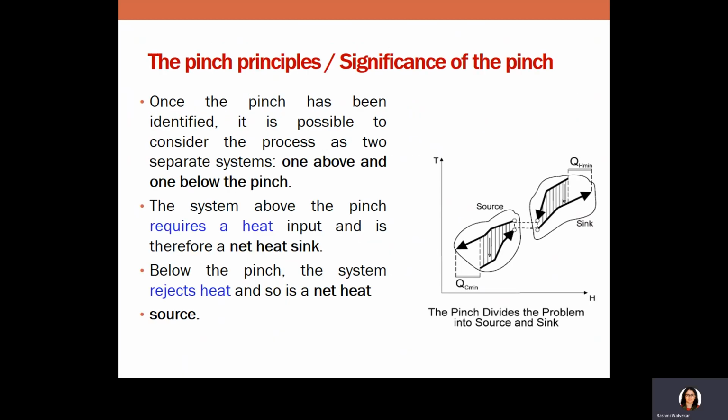So once the pinch has been identified, it is possible to consider the process as two separate systems. One is above the pinch, one is below the pinch. The system above the pinch requires a heat input, so it's a net heat sink, and below the pinch it rejects heat, so it's a net heat source.